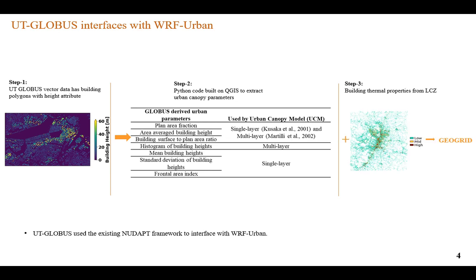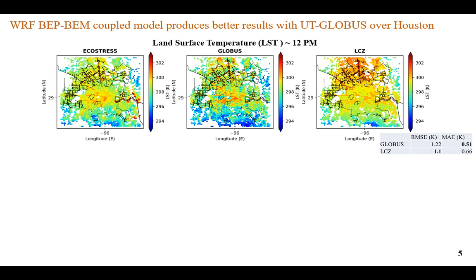And then we still need some more data about the buildings, like for example the roof albedo, emissivity, etc., that we can extract from the local climate zones, and then this goes into the geogrid, and then that is read by the WRF model that I'm running. And yeah, this is following the NUDAPT framework. Here are some quick results.